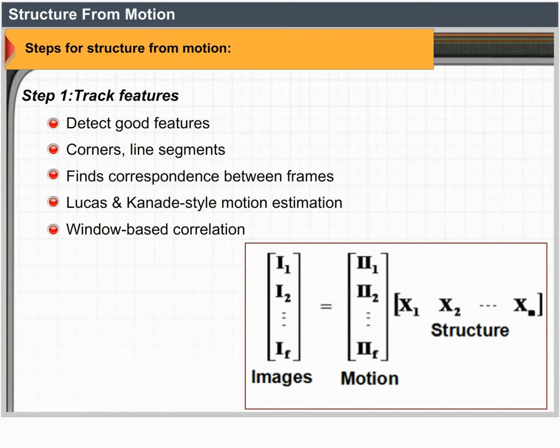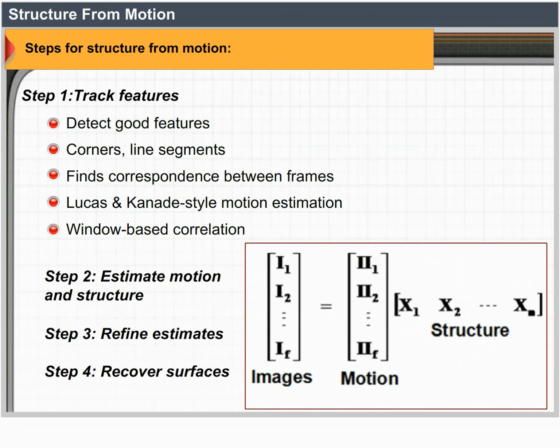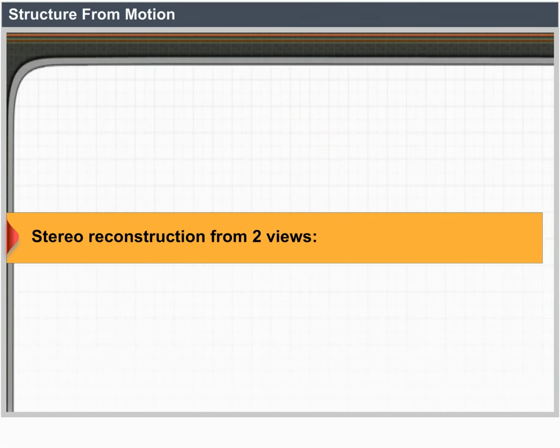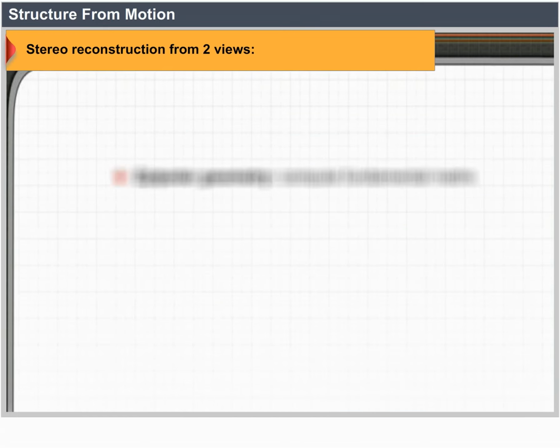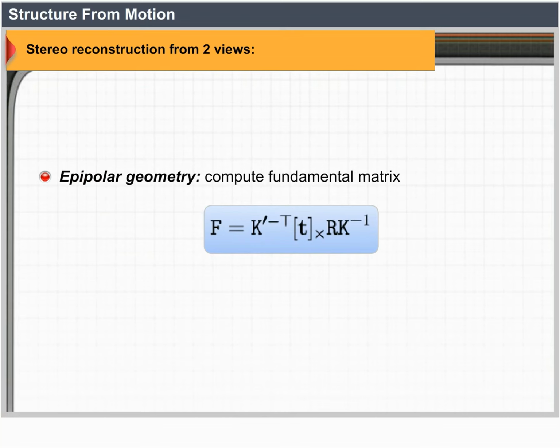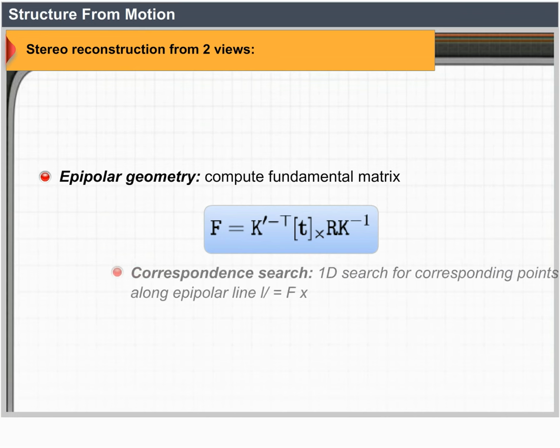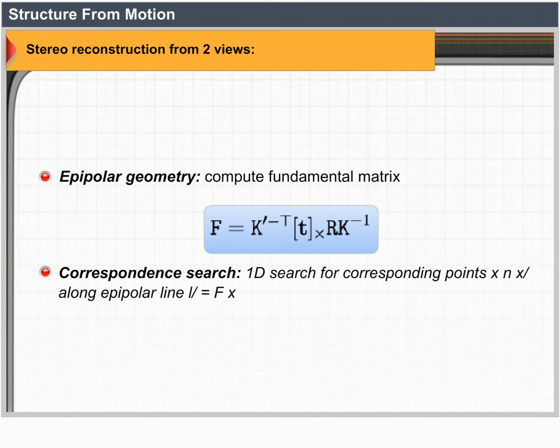Step 2. Estimate motion and structure. Step 3. Refine estimates. Step 4. Recover surfaces. Stereo reconstruction from two views. Epipolar geometry. Compute the fundamental matrix from the equation F equals K dash to the power minus T, matrix Tx, R K to the power minus 1. Correspondence search. 1D search for corresponding points, x dash, along epipolar line, l dash equals Fx.